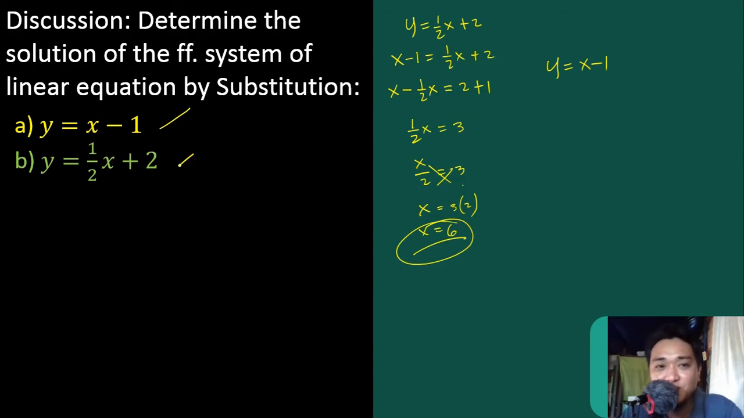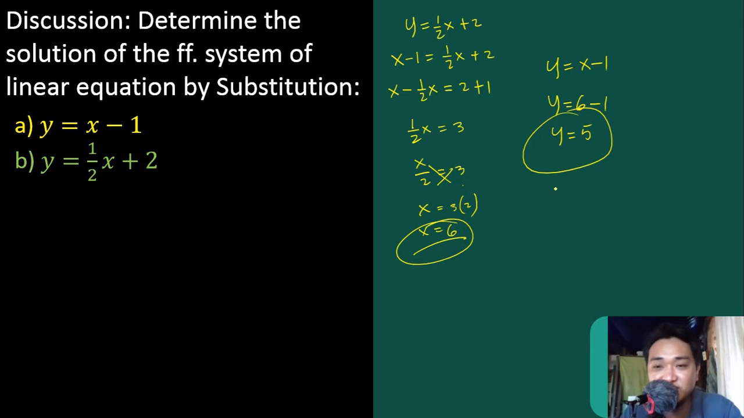Pwedeng ito, pero syempre, for practicality reasons, piliin mo na lang yung pinakamadaling gamitin or pinakamadaling isolve. So here, mas madaling isolve to kaysa dito kasi meron tayong 1/2. We will be dealing with fractions. Kung pwede namang maiwasan, edi gamitin natin yung mas madali. So we have y is equivalent to x minus 1. And let us try to substitute the value of x. The value of x there is 6 minus 1. Therefore, the value of y is 6 minus 1 is 5.